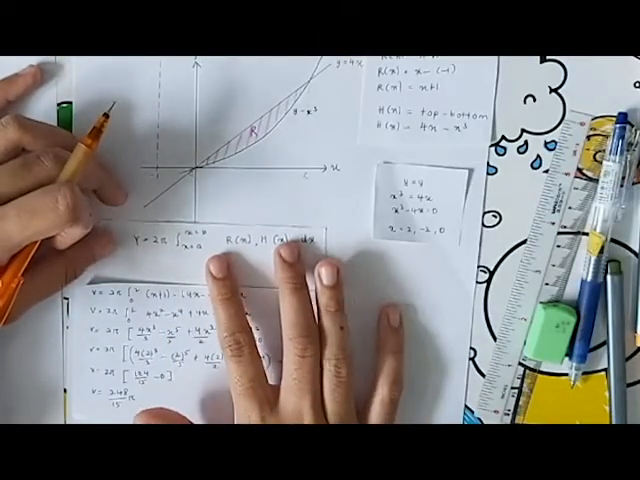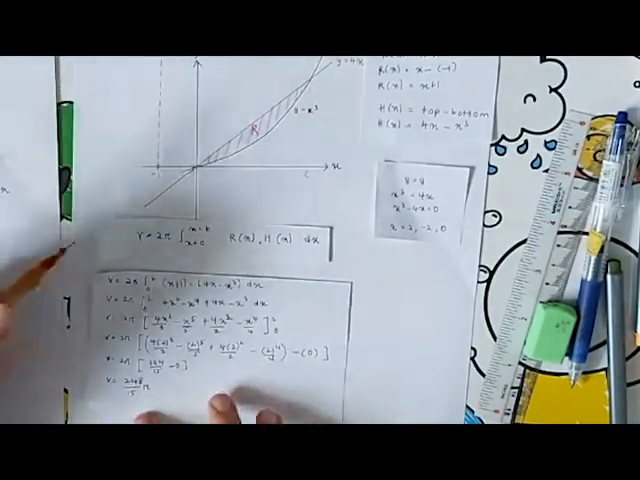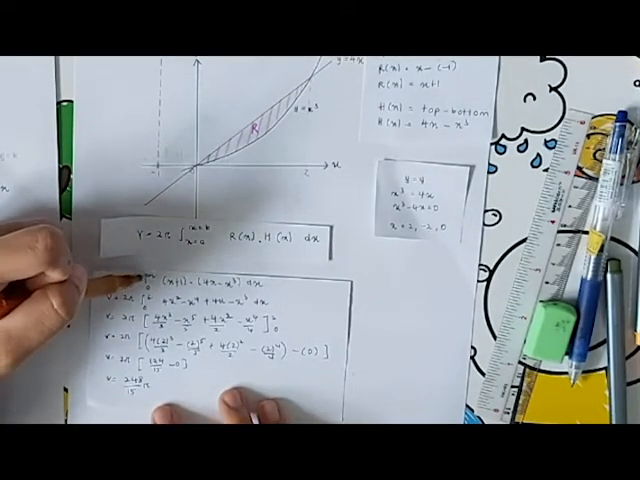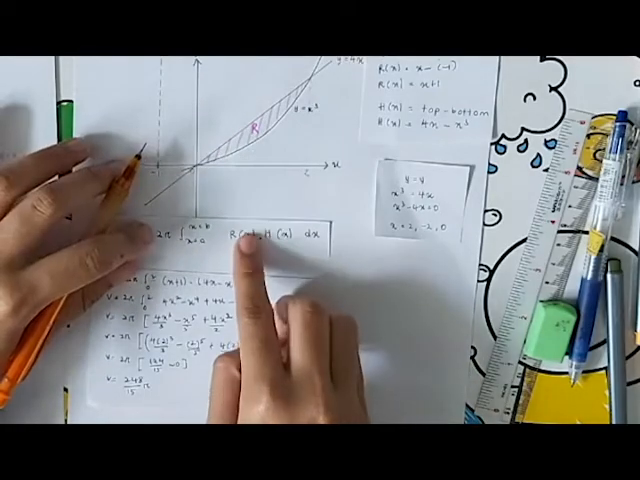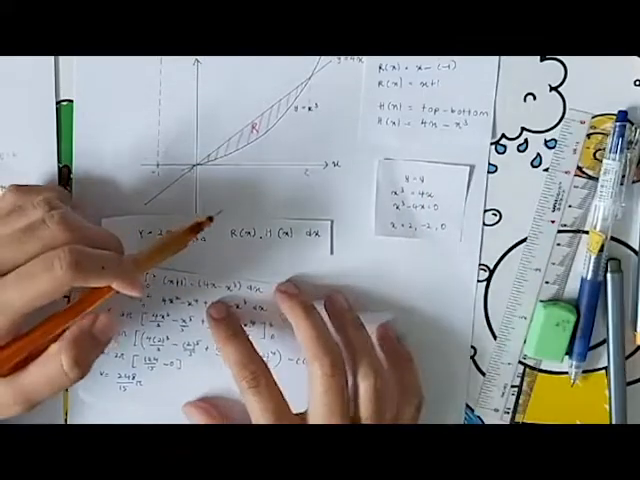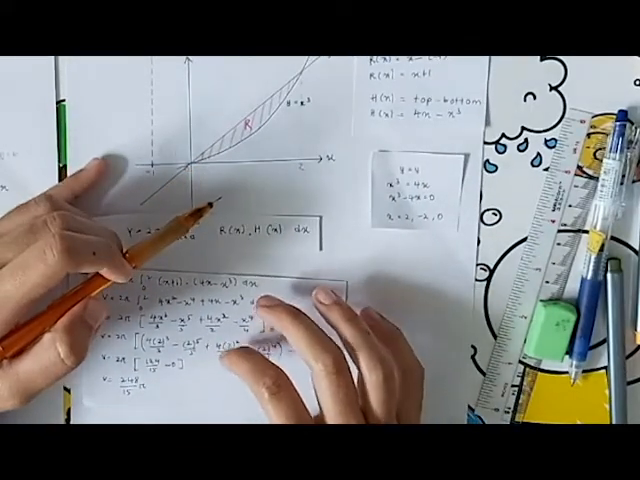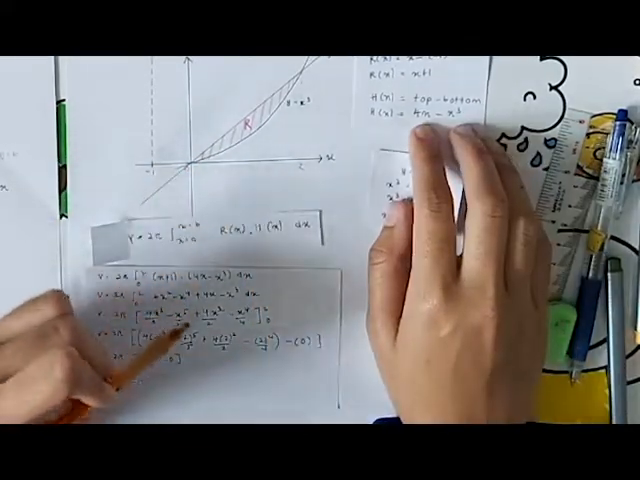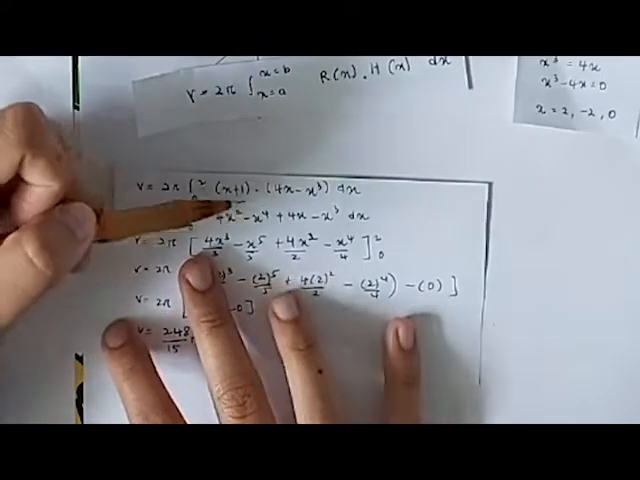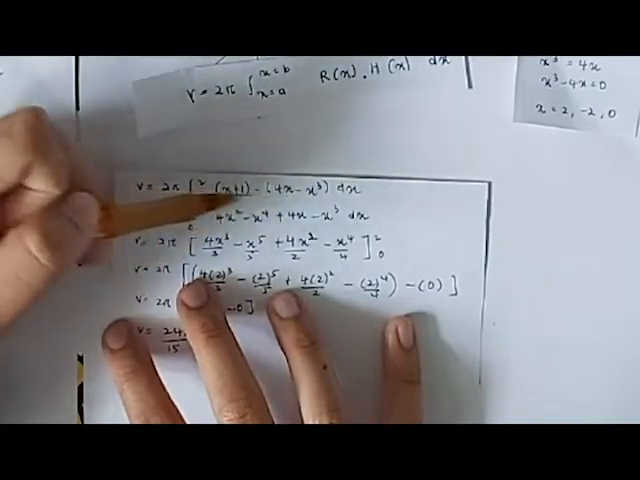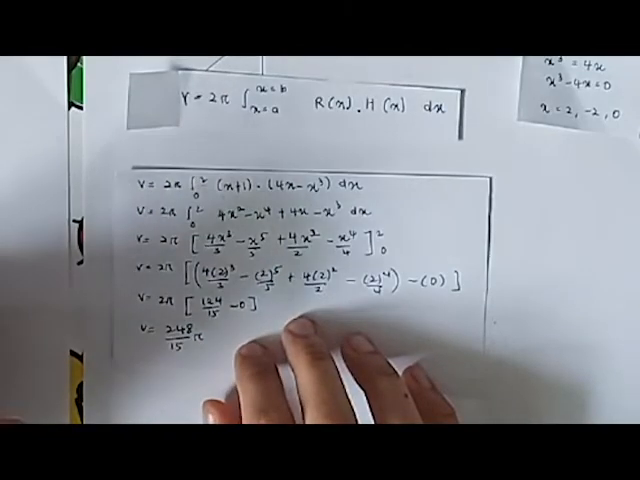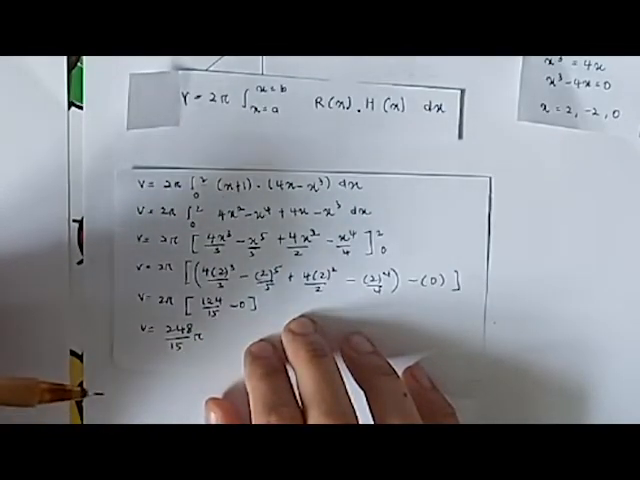Now we can do the calculation of the volume. So volume equals 2 pi integrate 0 to 2, and then you substitute the value of r(x), which is x plus 1, and then you substitute the value of h(x), which is 4x minus x cubed. And then from this, you multiply them together and then integrate it normally until you get 248 over 15 pi.